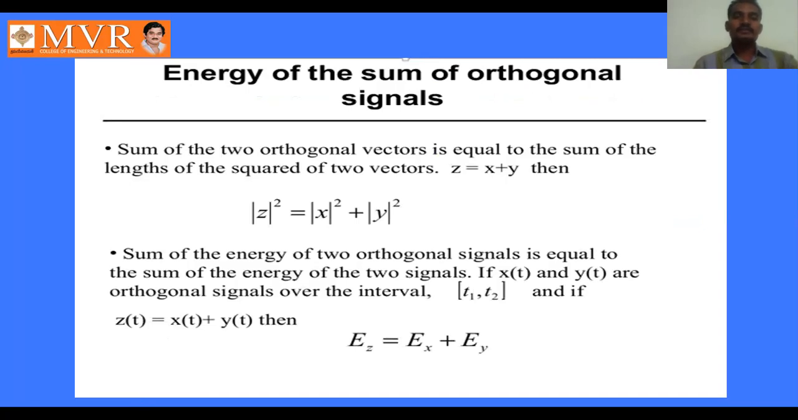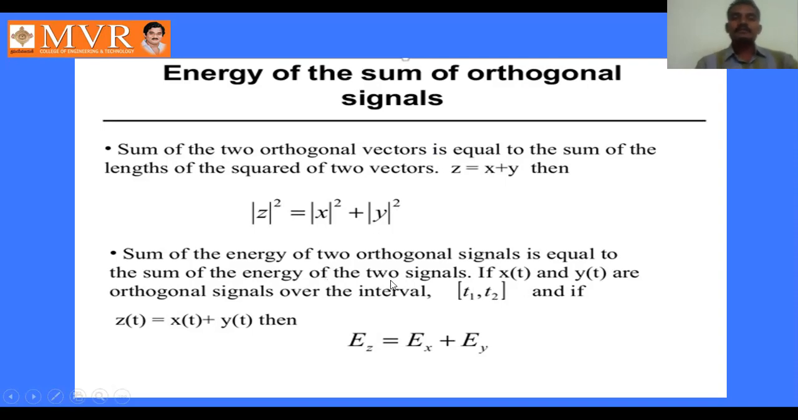Now we are going to discuss the energy of the sum of orthogonal signals. Suppose we take two orthogonal vectors. The sum of two orthogonal vectors, that is z equal to x plus y, has a squared length equal to the sum of the squared lengths of the two vectors. That is represented by mod z square is equal to mod x square plus mod y square.